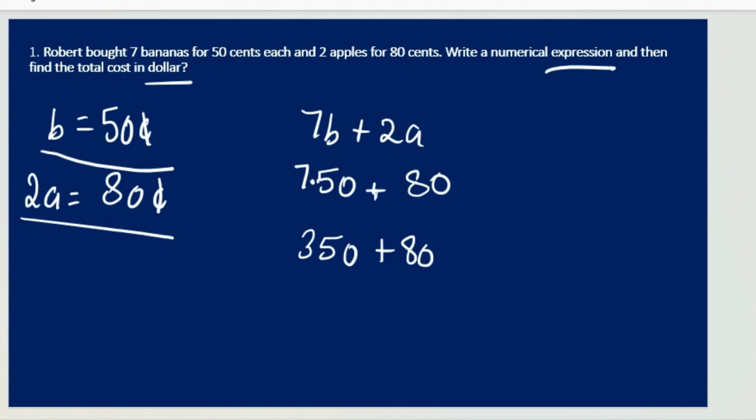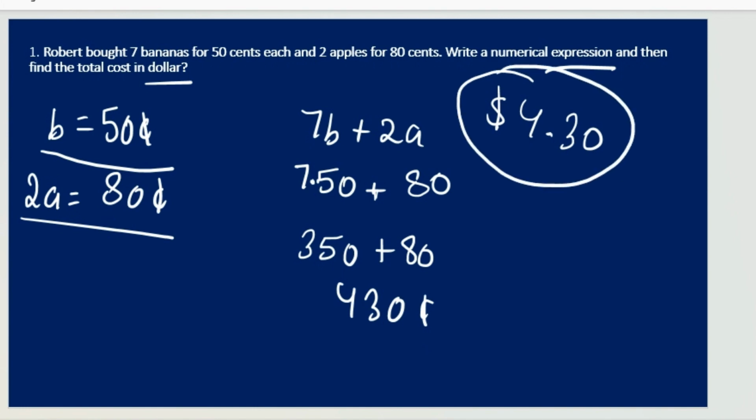Correct. So here we wanted to use order of operations. We know that multiplication comes before addition, and so that's how we got 350 plus 80. And now that equals 430 cents. Okay. But here, that's still not the right answer because it said the total cost in dollar. So we want to change 430 cents into a dollar. So it would be $4.30. And so that is our answer. Now moving on.